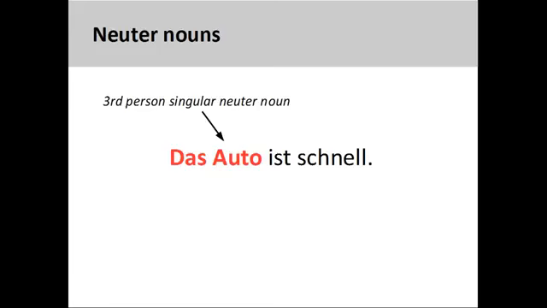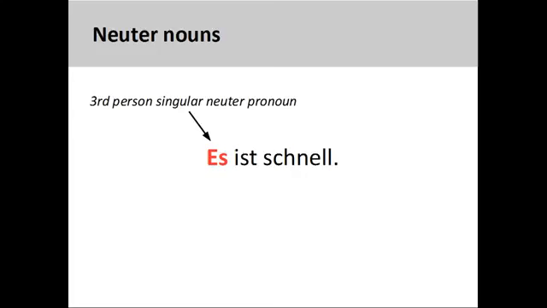And the neuter noun Auto in das Auto ist schnell, the car is fast, can be replaced by the third-person singular neuter personal pronoun es, it. The main point is to pay close attention to the grammatical gender of the noun when replacing it with a pronoun. This can sometimes be tricky for native speakers of English.